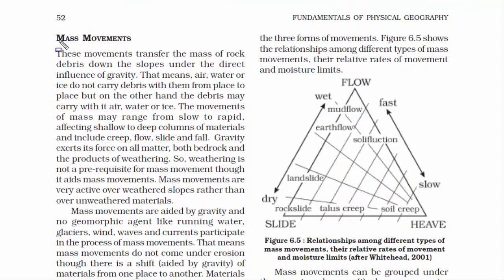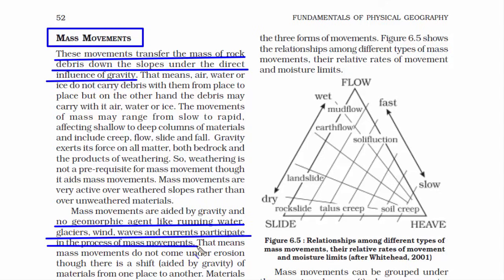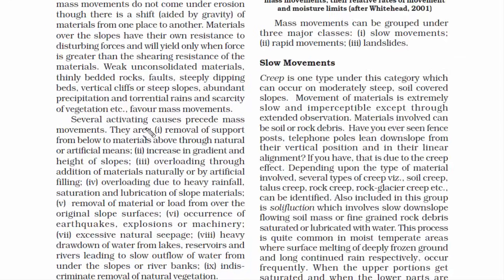Now we will read about mass movements. These mass movements transfer the mass of rock debris down the slopes under the direct influence of gravity. That means no geomorphic agent like running water, glacier, wind, waves and currents participates in the process of mass movements. Mass movement is of two types, slow and rapid movement.